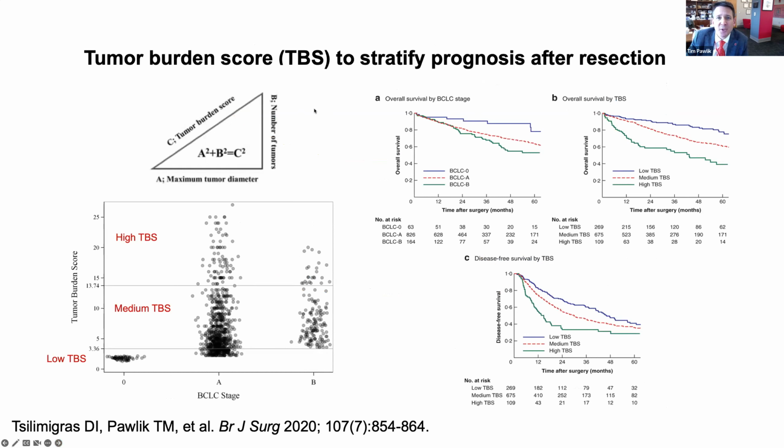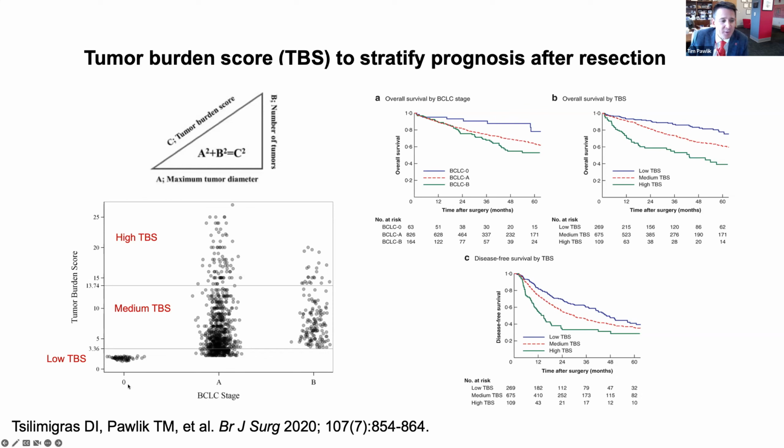And we published a number of papers now using this tumor burden score. This is a single composite score that uses the Pythagorean theorem to incorporate the number of tumors and the maximum diameter of the tumors to come up with a single score of the overall tumor burden in the liver. And it makes sense, right? Instead of counting up the numbers and counting up the size, what's a single composite metric that can give you an idea of how much burden is in the liver.